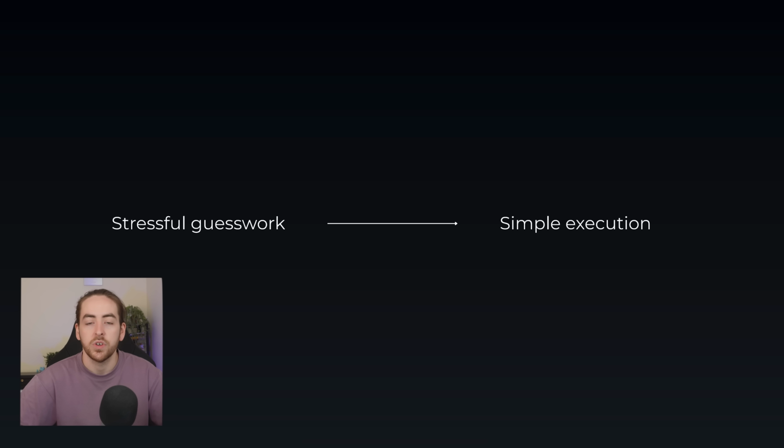Most traders fail because they try to force the market to fit their plan. You need to flip it. Let the market tell the story and then trade the chapter that's revealed. That's what I call a narrative. And when you start trading this way, trading stops being stressful guesswork and instead becomes simple execution.